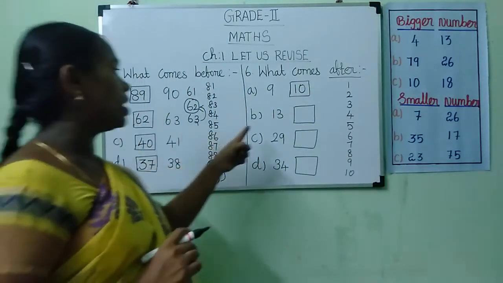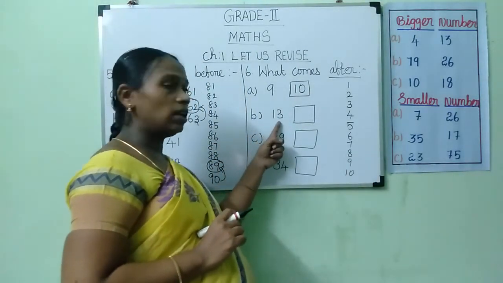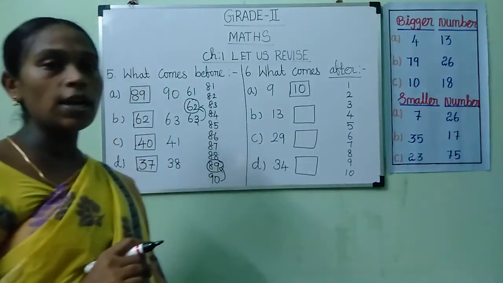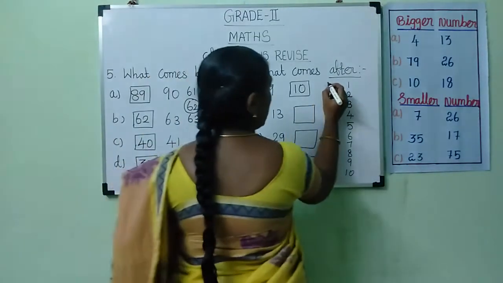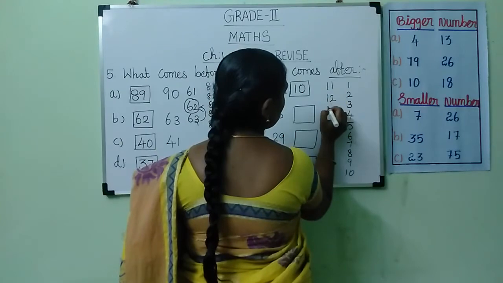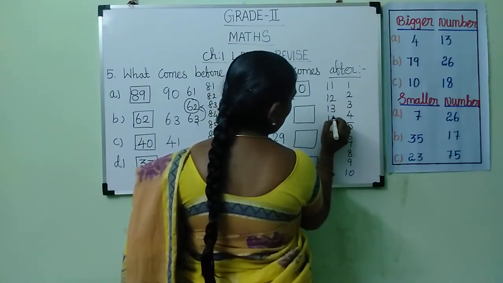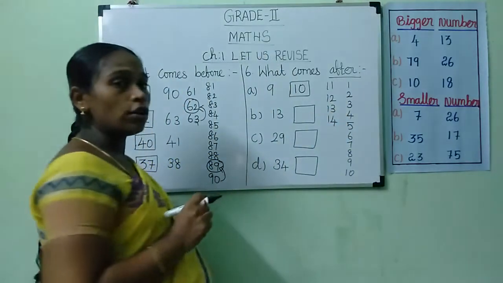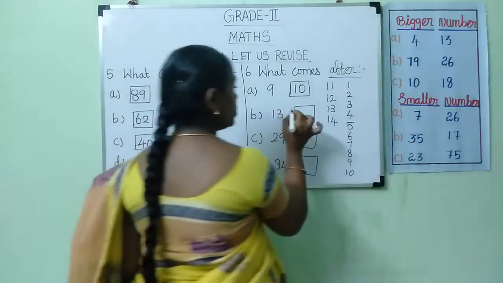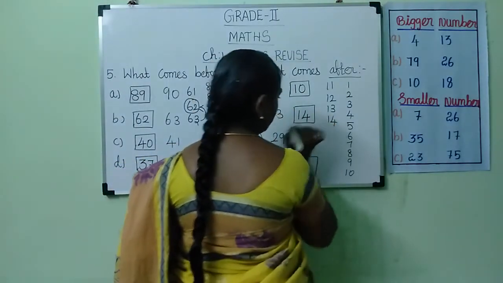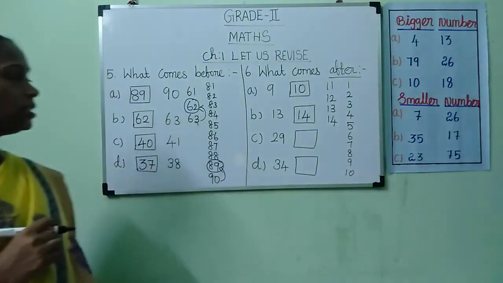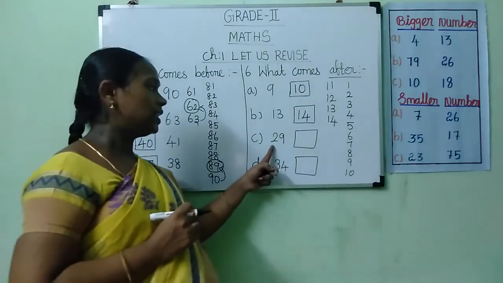Okay. The next one, 13. 1, 3, 13. 13 after? See, 11, 12, 13. 13 after? Yes, 1, 4, 14. So you should write here 14. Are you clear, children? The next one, 29.